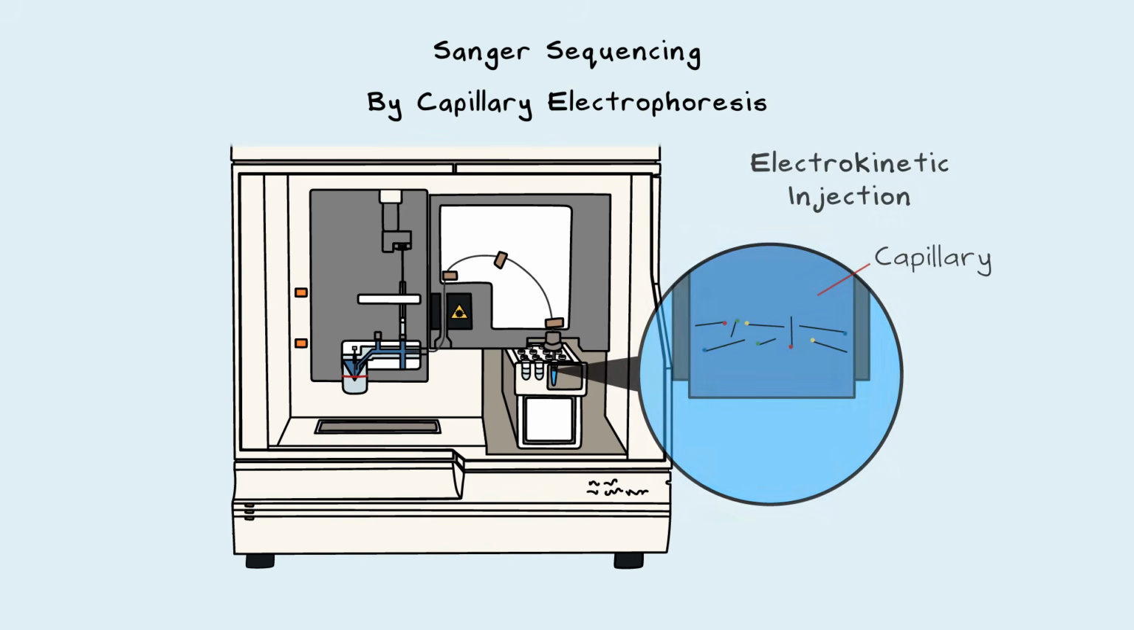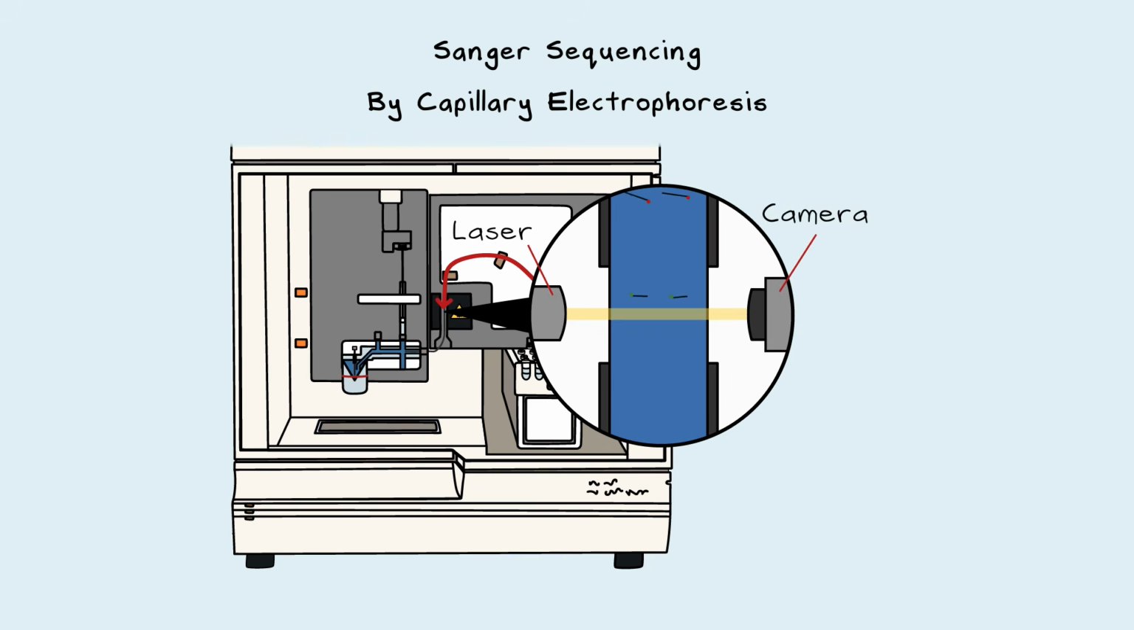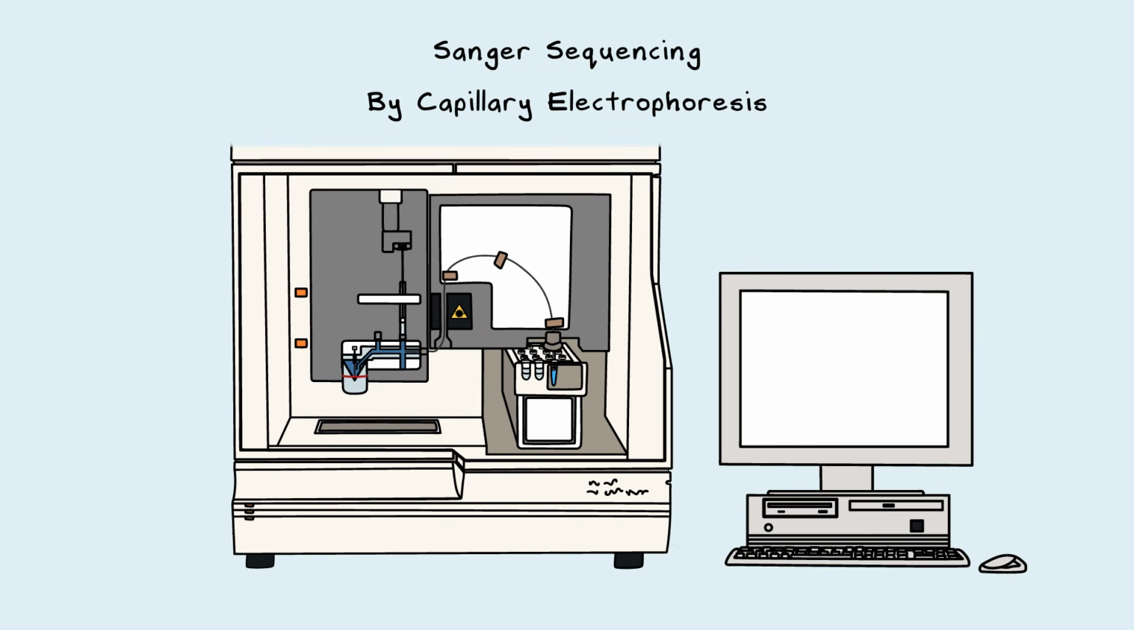The capillary then moves into a running buffer. Fragments pass through the gel and separate based on size. Then the fragments pass by a laser at the end of the capillary. The size and color of the fragments get sent to a computer. The software then detects and calls the bases.